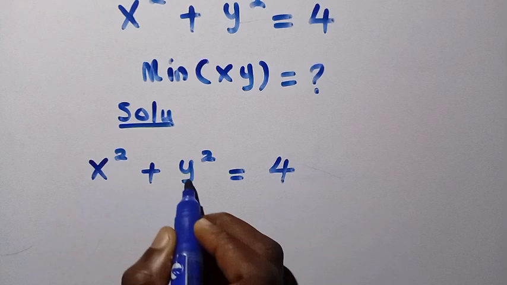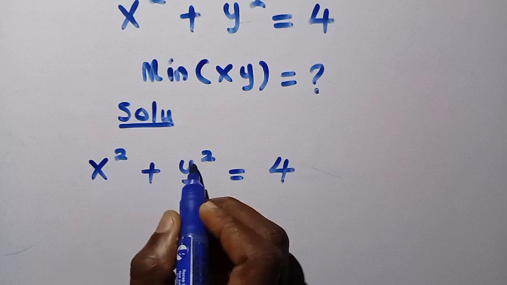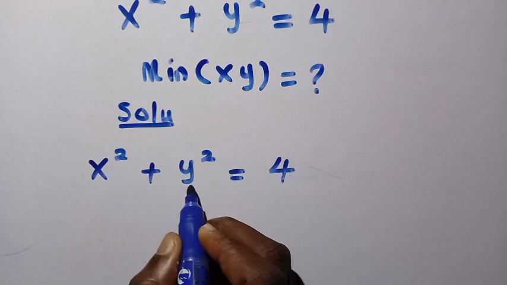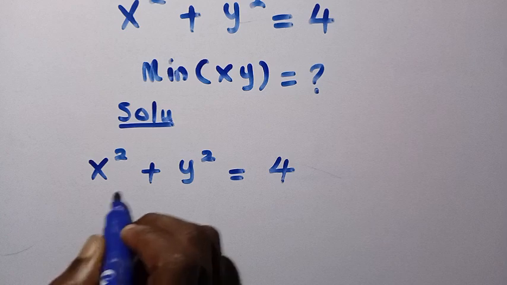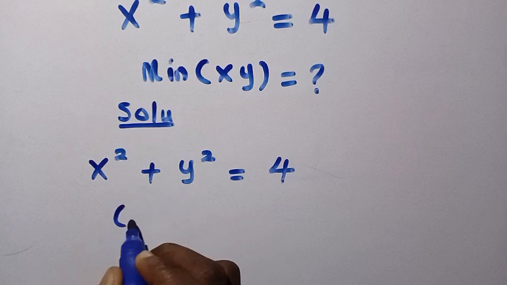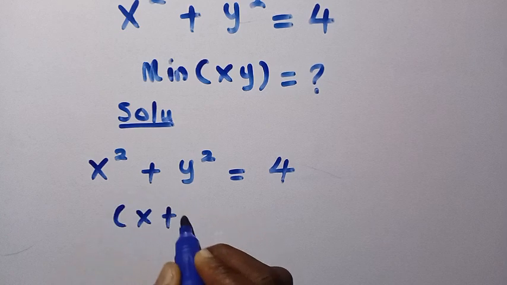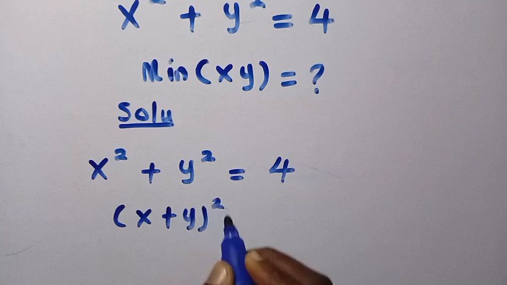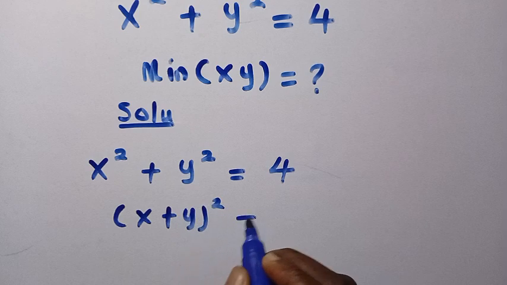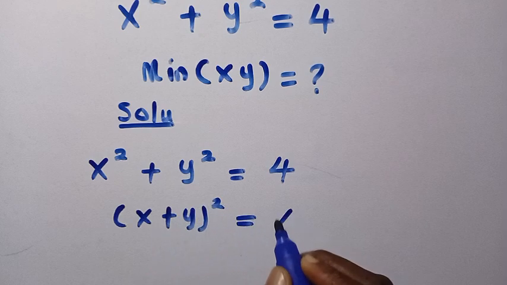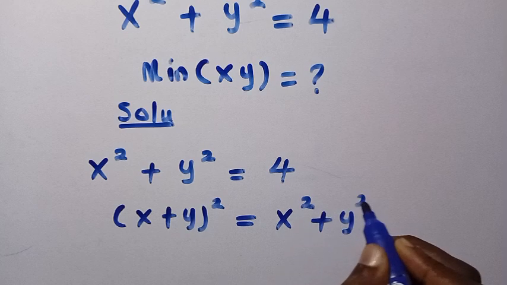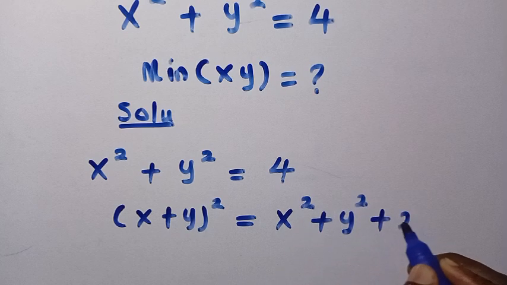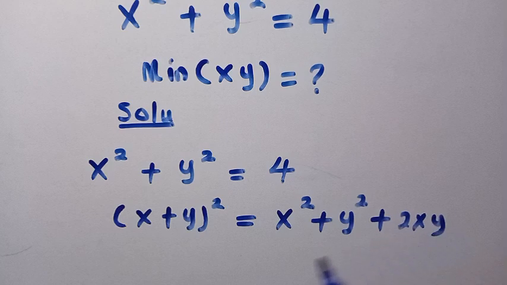So we have this as the sum of two squares, x squared and y squared. The identity is: when we have x plus y and we take the square of this, it equals x squared plus y squared plus 2xy.